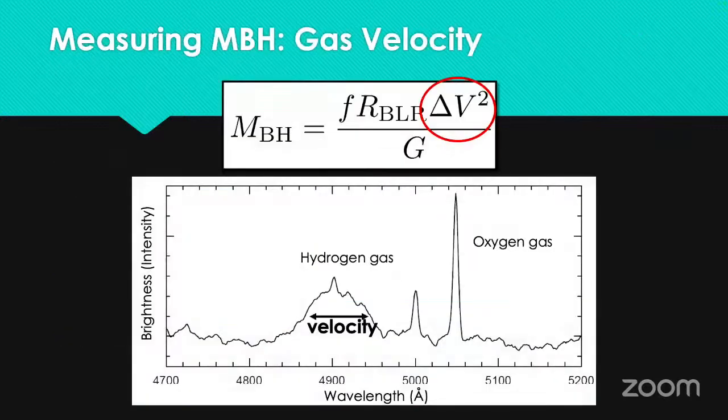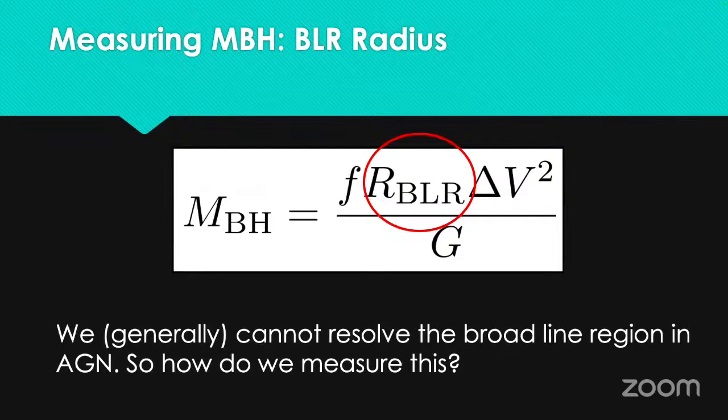The most straightforward, in my opinion, is the velocity of the gas, right? Our broad emission lines here are Doppler broadened, which means that broader lines will have faster moving gas. So you can effectively measure the line width, and that gives you an estimate of how fast the gas is moving. That's our delta V in our mass equation here. Now things start to get trickier when we move on to the other two quantities we need.